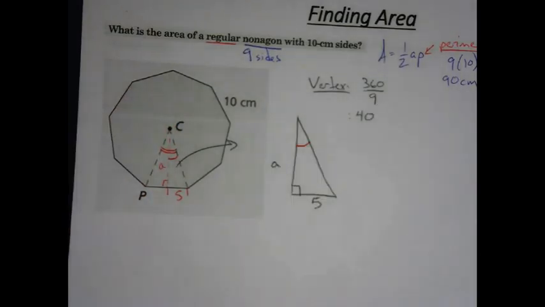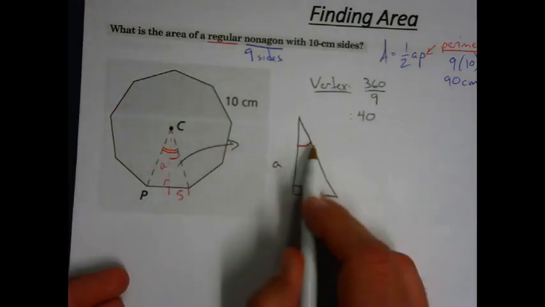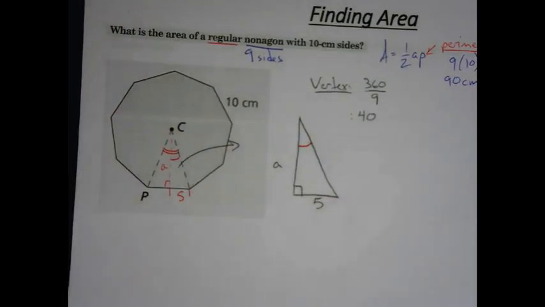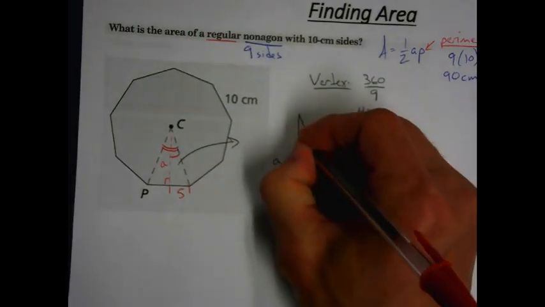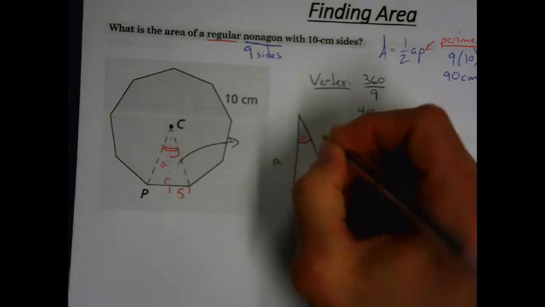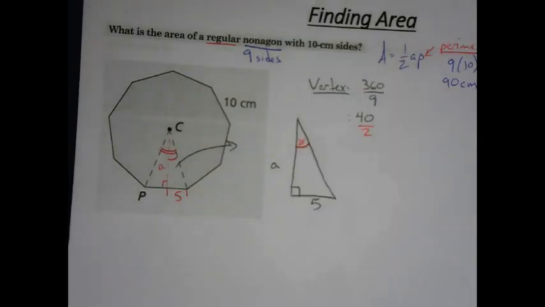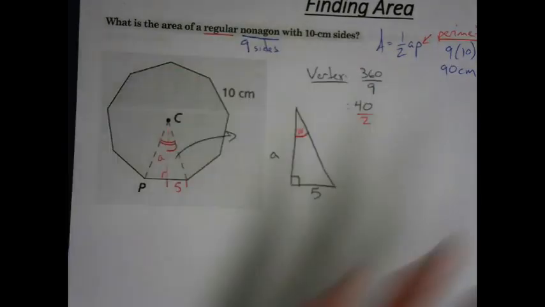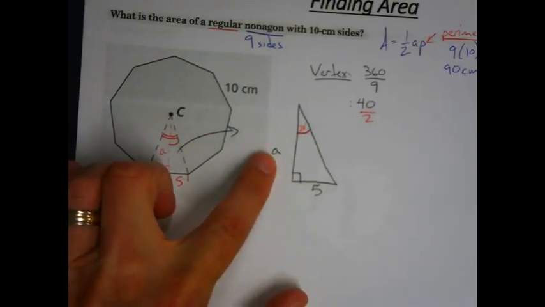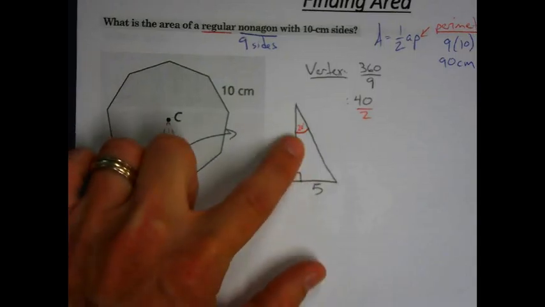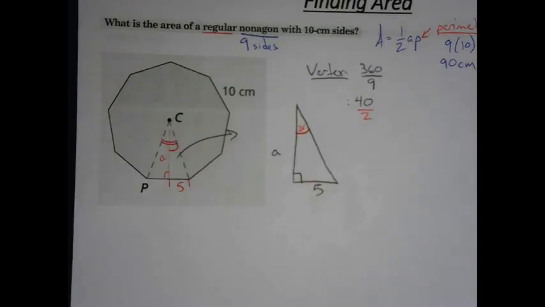So the vertex angle itself is 40 degrees. What then is the measure of this angle in our pop-out triangle? It's going to be half of 40, or 20. So we know that the degree measure in question is 20. And the question becomes now, how can I figure out the rest of the information here? I need the apothem. If I know this is 5 and this is the 20-degree angle, what do I do?